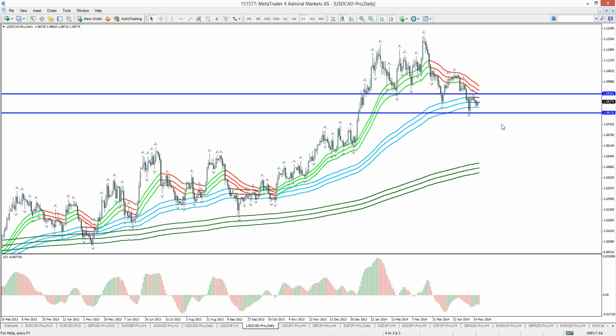Well, if anything, basically it hooked back to the blue intermediate moving average. A break above here would be interesting. If we do break below, then it would be a reversal trade potential back down to the long-term moving average. For the moment, though, not interesting.